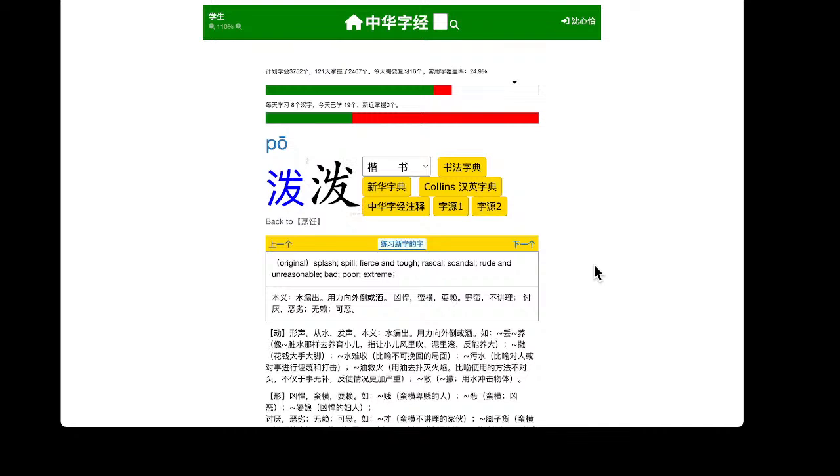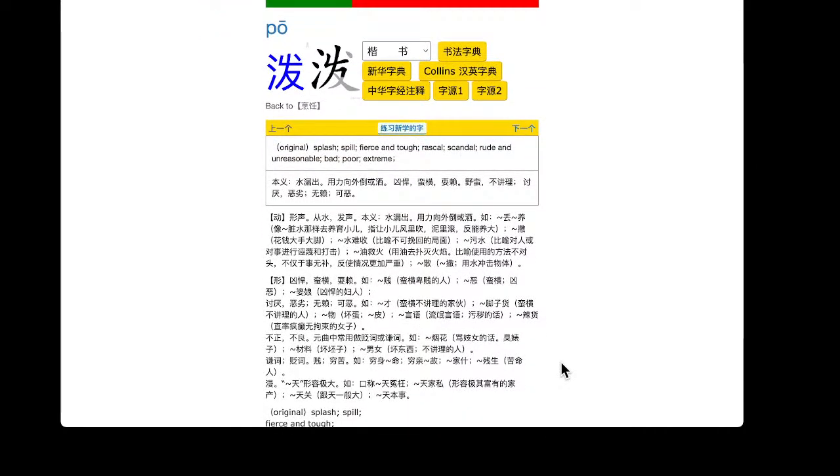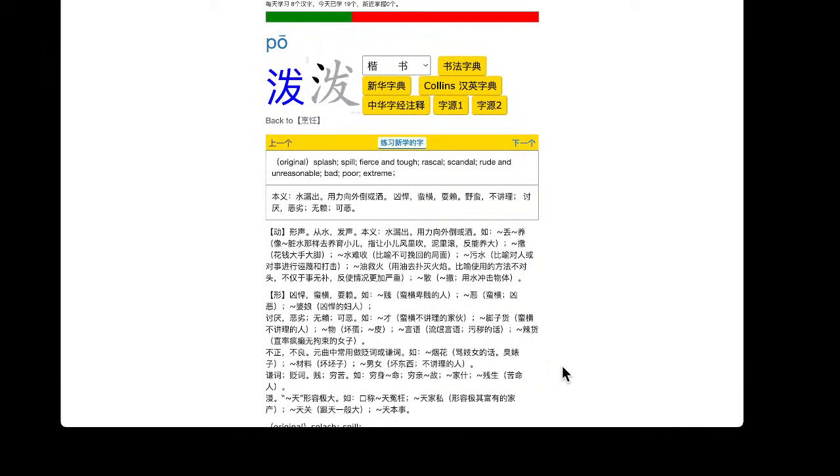Because it's uncontrollable and you do damage, it refers to a person's character, and also refers to something bad, poor, or extreme. For example, 泼妇 means a very rude, tough, fierce and very unreasonable woman. 泼辣 usually refers to a girl or woman with that kind of character. So that's 泼.